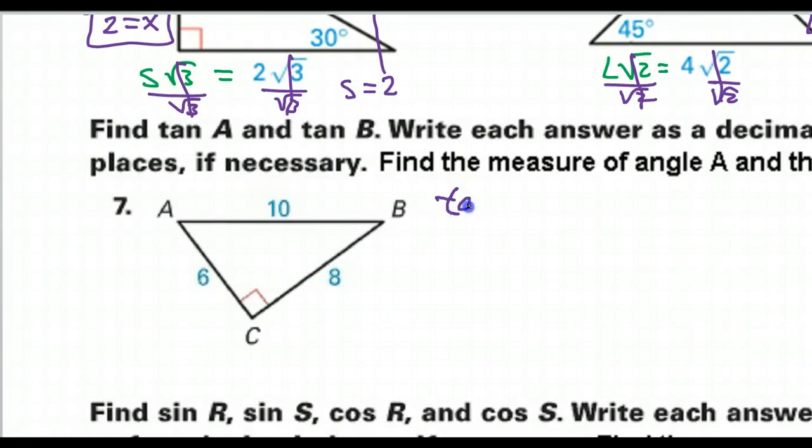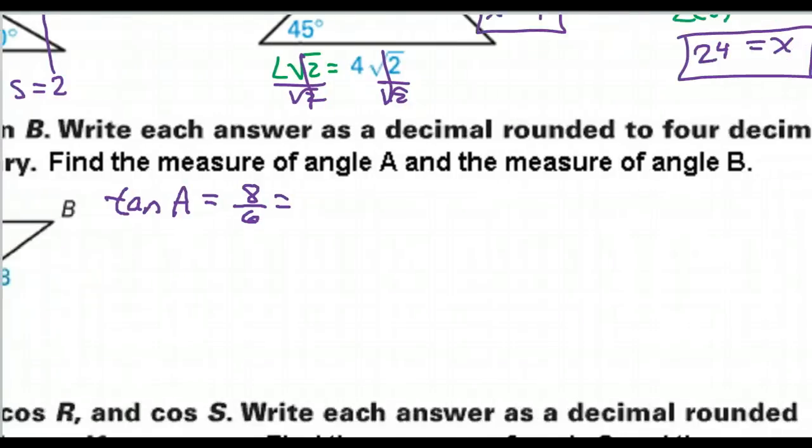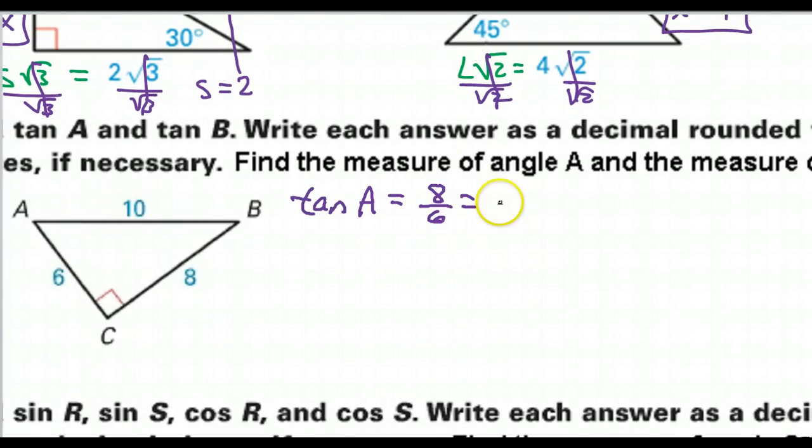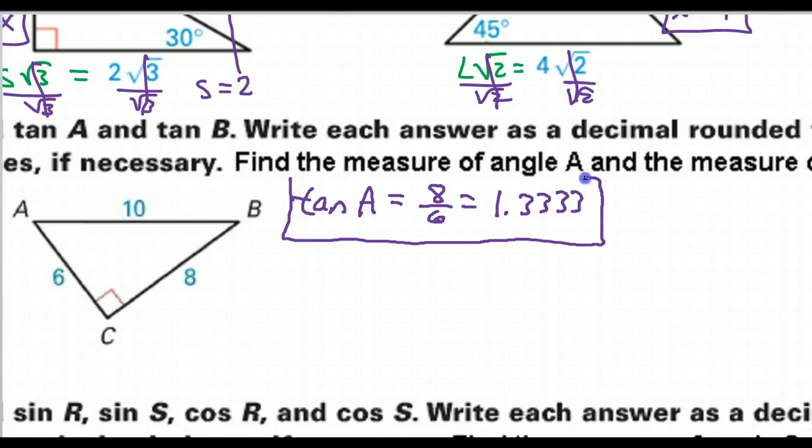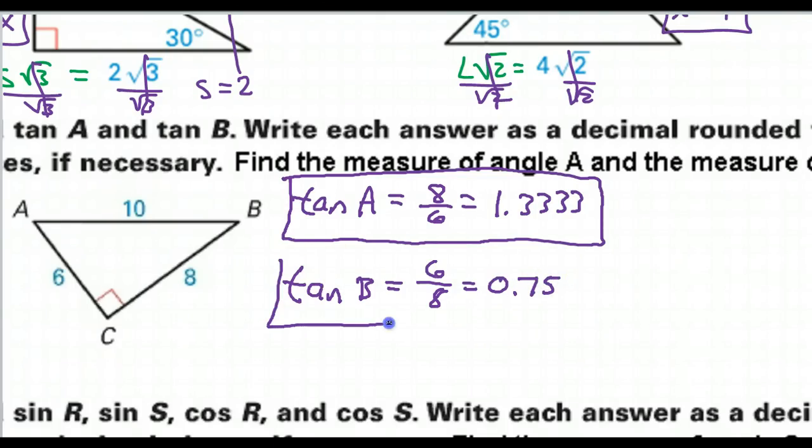Tangent of A is opposite over adjacent, so that's 8/6. We're supposed to make that a decimal. Does it say 4 decimal places? 4 decimal places. So that's going to be 1 point, and then 3 repeating. So this is 1.3333. That's one answer, because that's the tangent of A. We're also supposed to do the tangent of B. Opposite over adjacent, that's 6/8. So that's 0.75. I guess I could add some zeros onto the end of there, but what's the point, right?